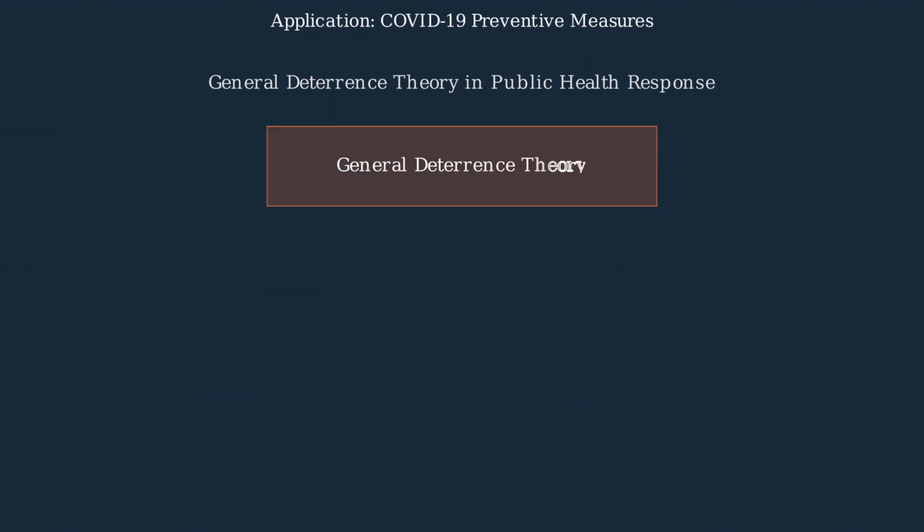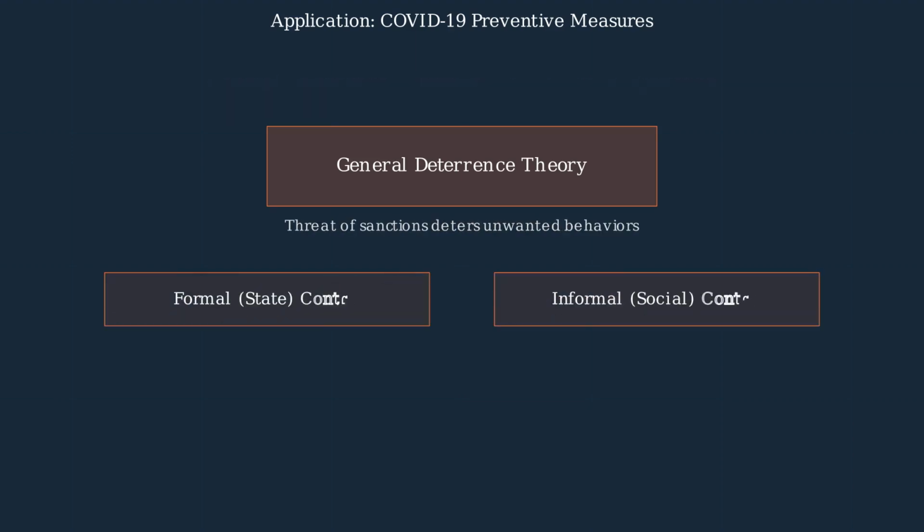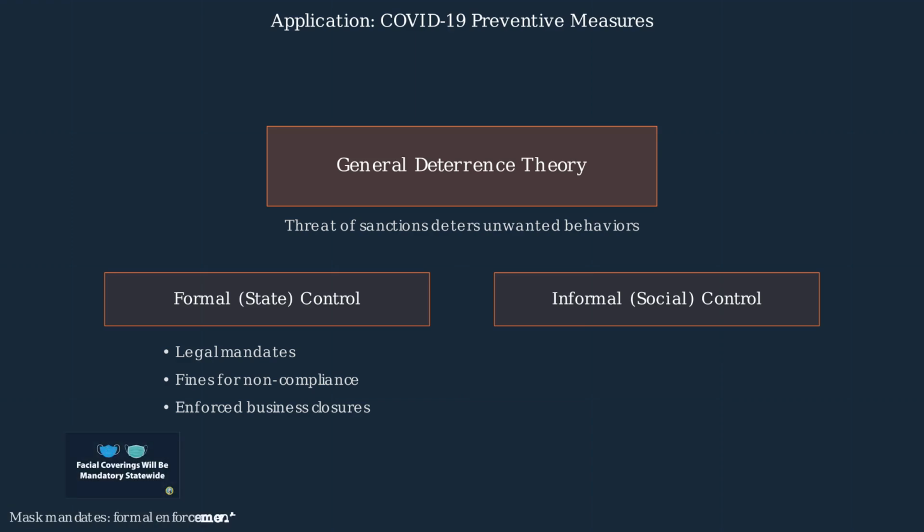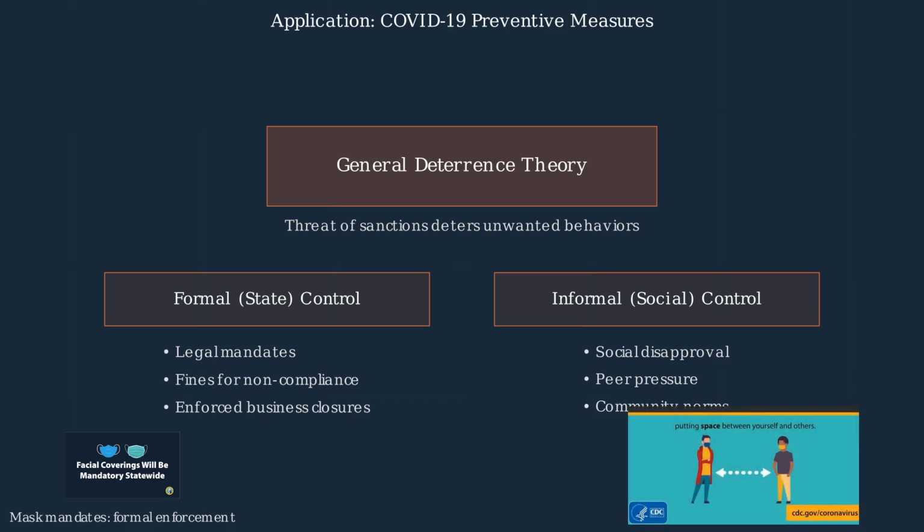COVID-19 preventive measures provide an important application of general deterrence theory in public health. General deterrence theory suggests that the threat of sanctions can deter unwanted behaviors. During the pandemic, both formal state-enforced controls and informal social controls were used to encourage compliance. Formal controls included legal mandates, fines for non-compliance, and enforced business closures. Informal controls included social disapproval, peer pressure, and evolving community norms around protective behaviors.